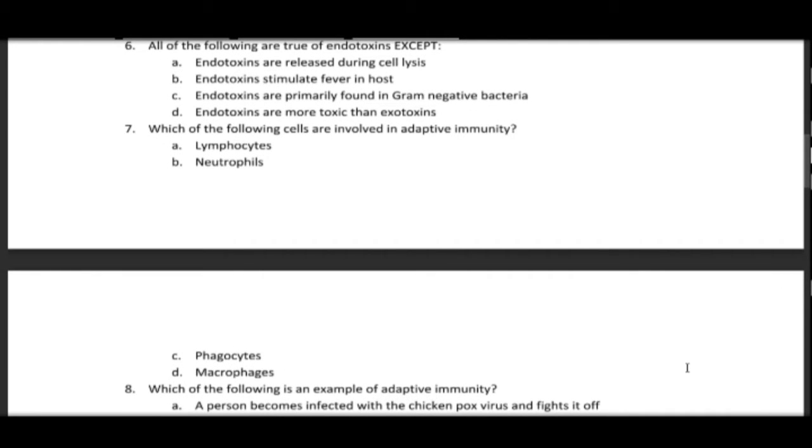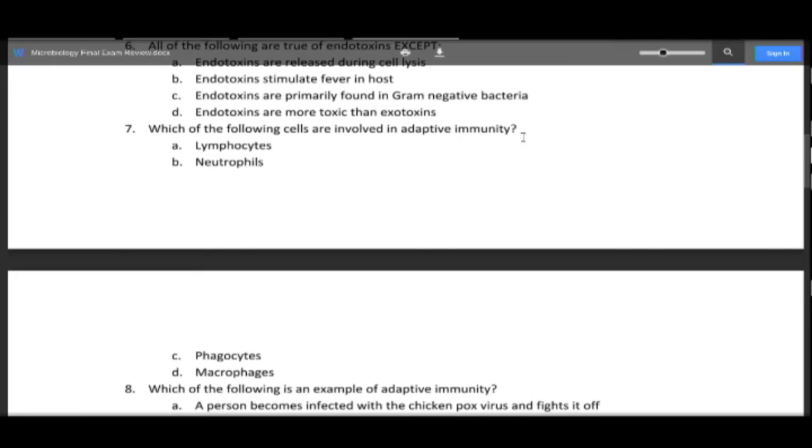7 says, which of the following cells are involved in adaptive immunity? So immunity that has to be adapted from your environment. That's not innate immunity, so it's the opposite. Innate is what naturally occurs. Adaptive would be you need to go through processes to actually create this immunity. So adaptive is also known as specialized immunity, or specific versus non-specific. So I have choices A, lymphocytes, B, neutrophils, C, phagocytes, and D, macrophages.